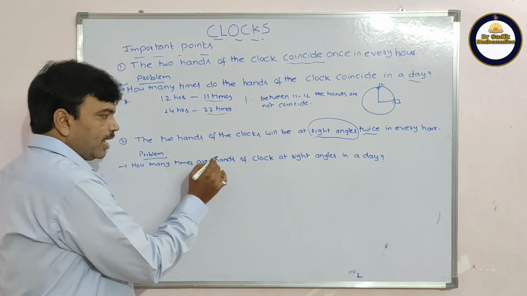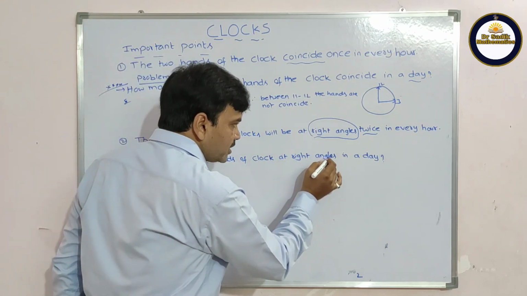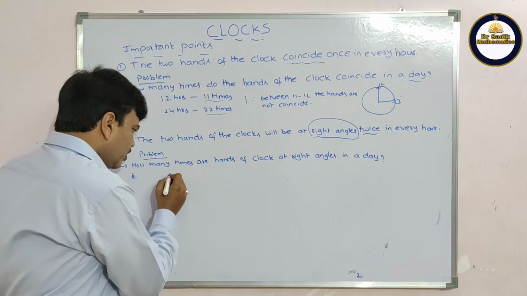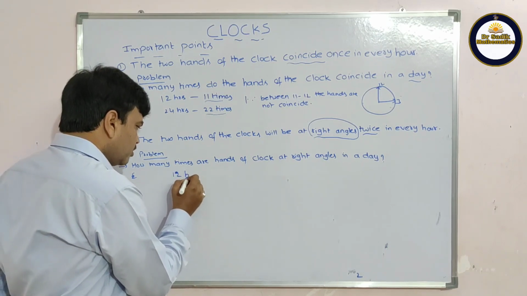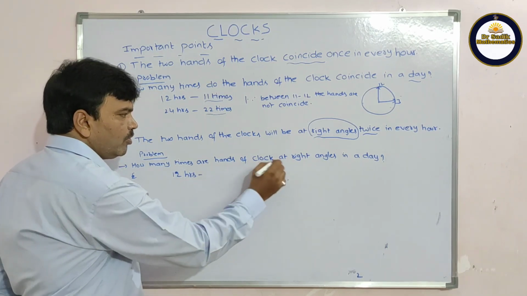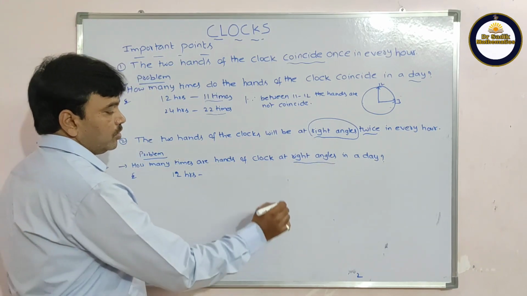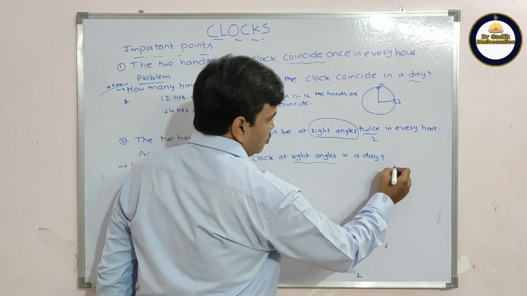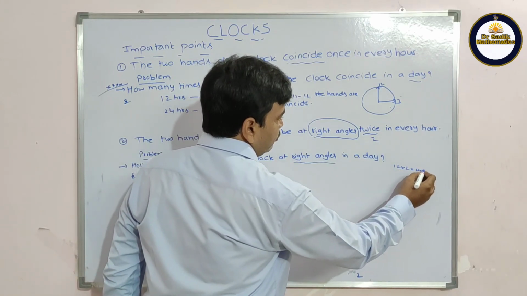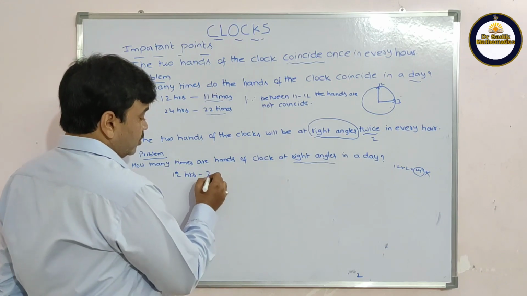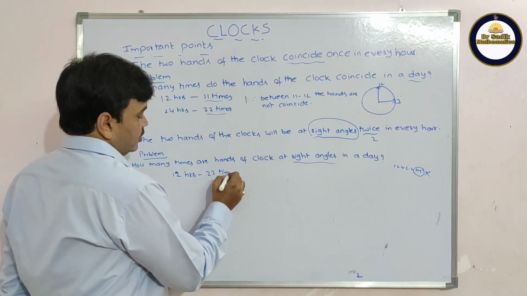See the problem. How many times are the hands of the clock at right angles in a day? In a day. So solution in 12 hours: how many times do they make right angles, friends? 12 into twice, so 12 into 2. Is it 24? No friends, it is 22 times.